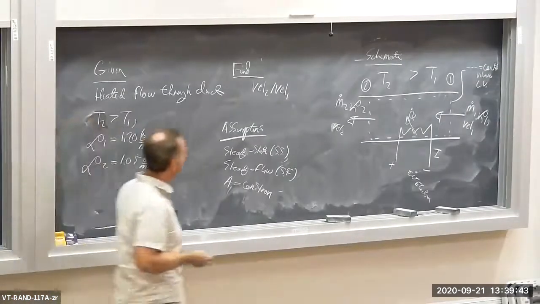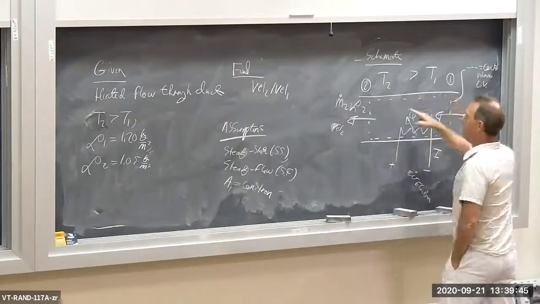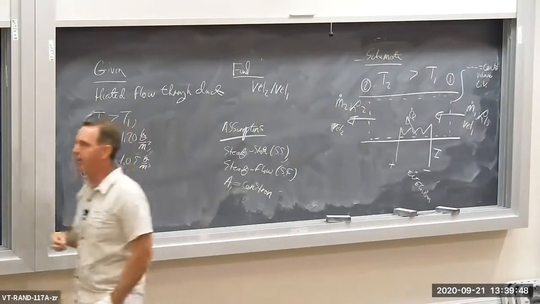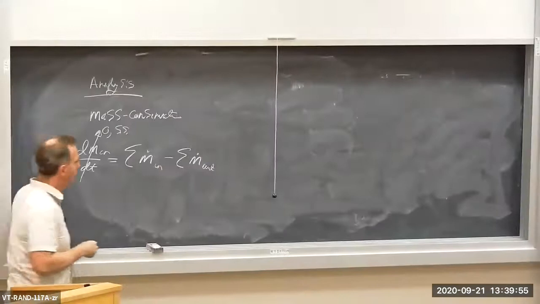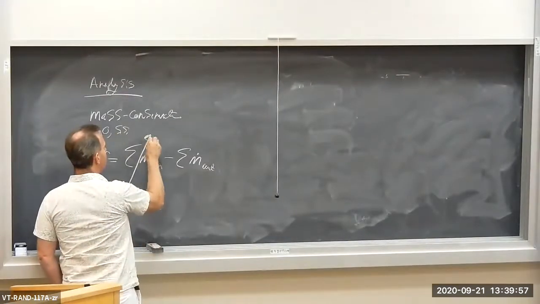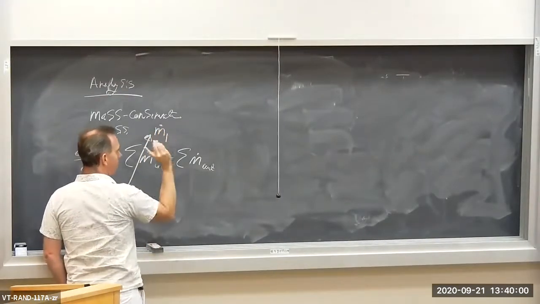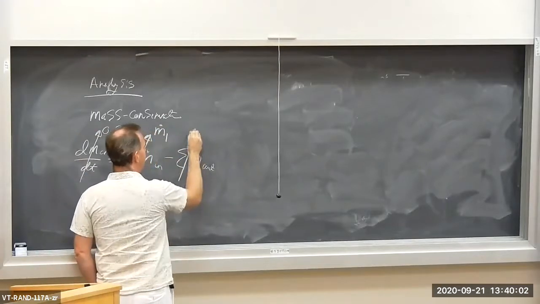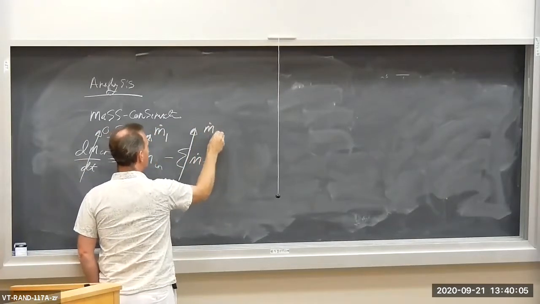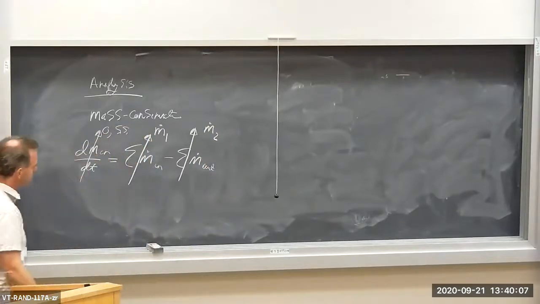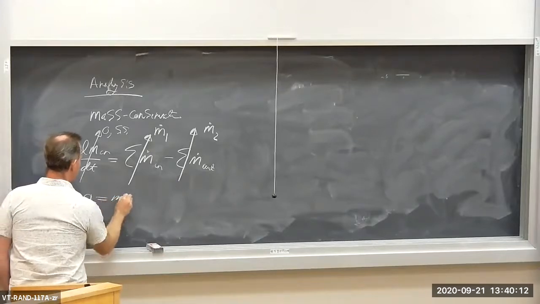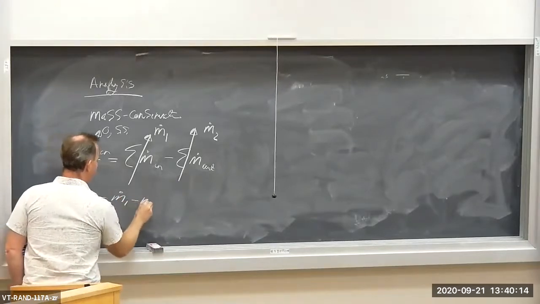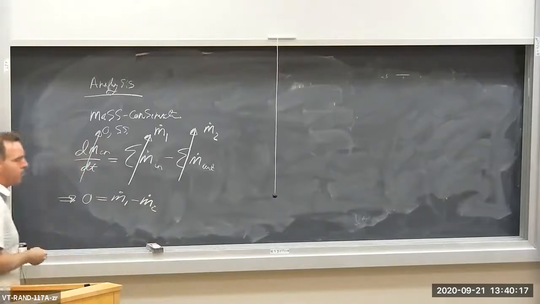I have one inlet at location 1 and one outlet at location 2. So I'm going to put in m.1 and m.2 for my inlet and outlet. My inlet is at location 1, so I have m.1, and my outlet is at location 2. So this implies 0 is equal to m.1 minus m.2. That's what the mass balance says.